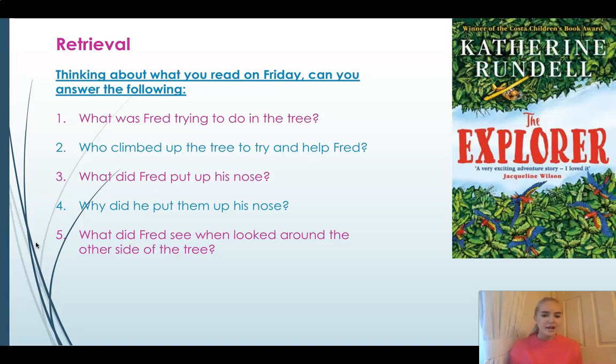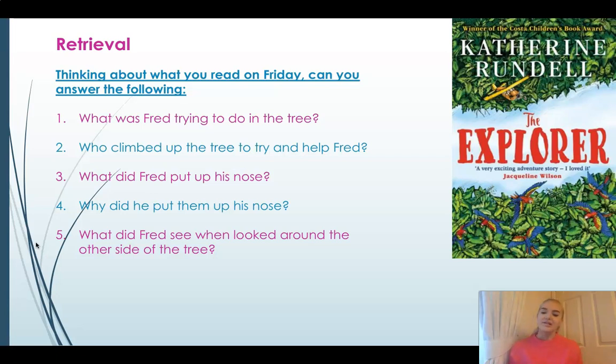Now, somebody climbed up the tree to try and help Fred. Who was it? That's right, it was Con, wasn't it? Con was really, really scared that Fred was going to get really badly injured, so she climbed up to try and help him, although she was pretty scared herself, wasn't she? And what did Fred put up his nose? He put some leaves up his nose. Now, why did he put leaves up his nostrils? That's right, because he hadn't put ants up there. It could be quite uncomfortable, and he didn't want the bees to get in his nose, so he put leaves up there as like a barrier to stop them.